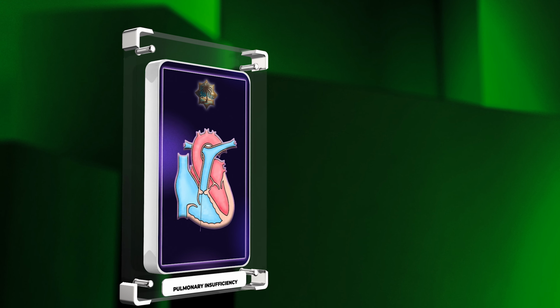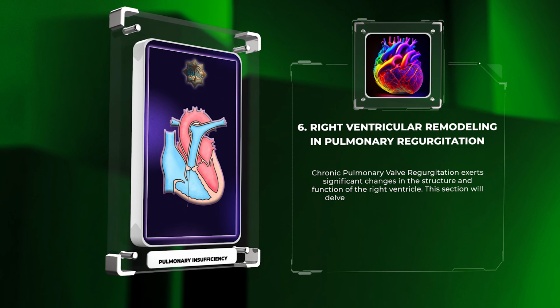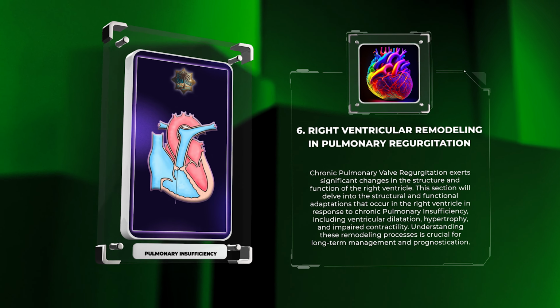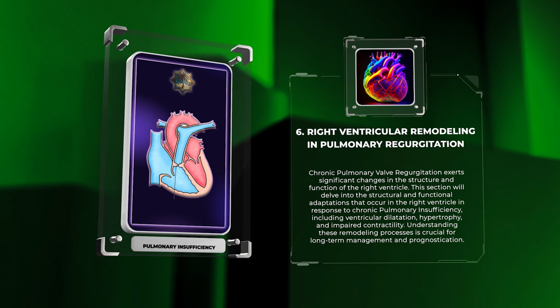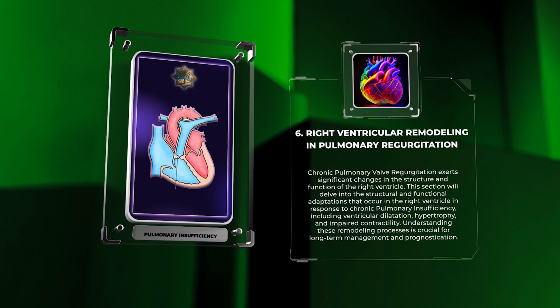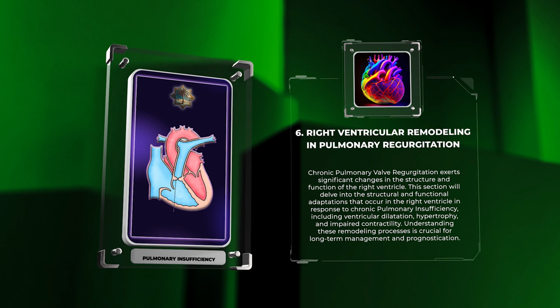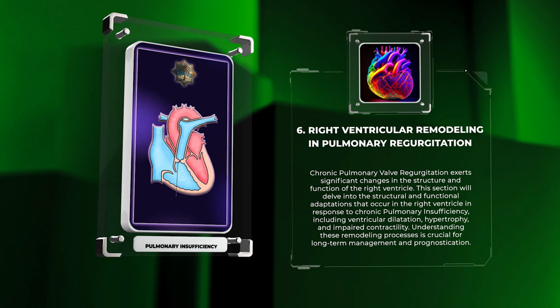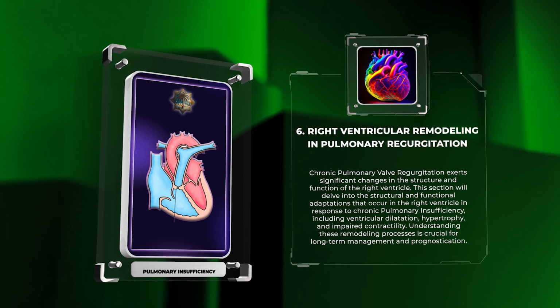Chronic pulmonary valve regurgitation exerts significant changes in the structure and function of the right ventricle. This section will delve into the structural and functional adaptations that occur in the right ventricle in response to chronic pulmonary insufficiency, including ventricular dilatation, hypertrophy, and impaired contractility. Understanding these remodeling processes is crucial for long-term management and prognostication.